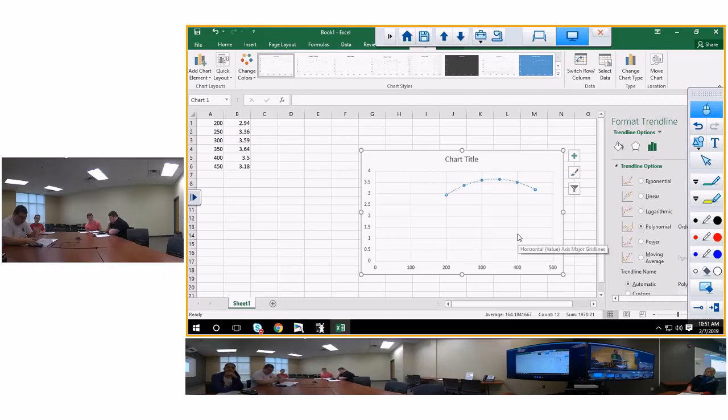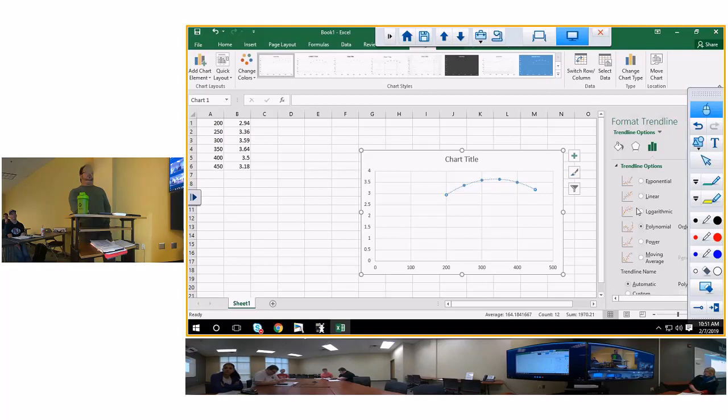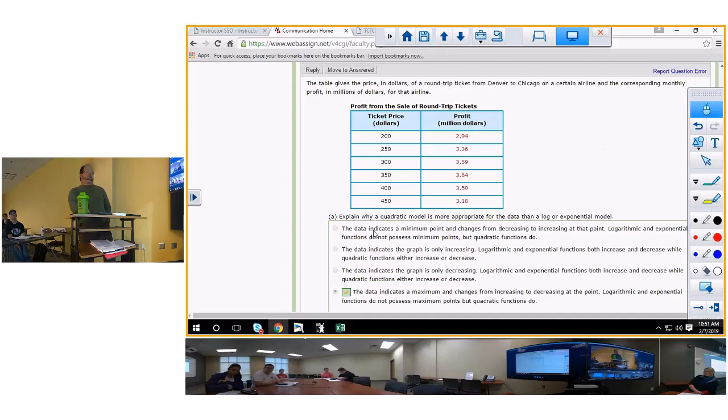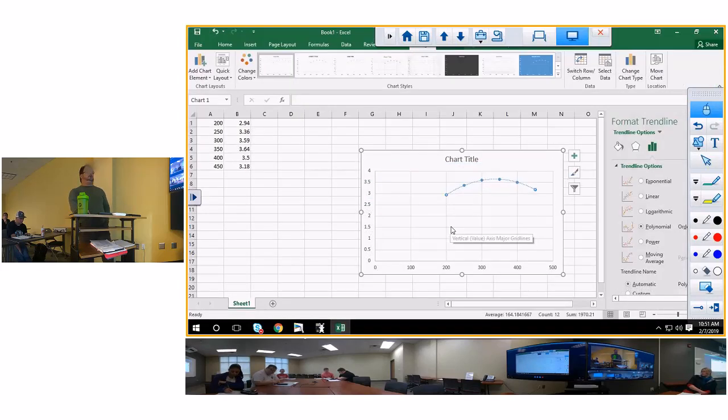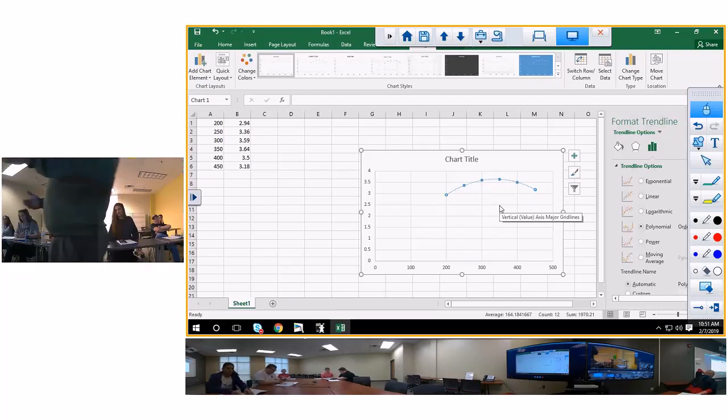So will it only throw one up there that's the best one? Yeah. Polynomial is the best. Let me go back. Explain why the quadratic model is more appropriate. You don't have to explain. All you have to do is look at it. How do you know? You know your family of graphs. When I first did this, what did I say? I didn't even read the directions. I said this looks more like a quadratic.